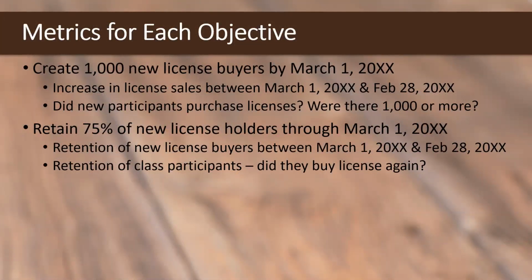And that second objective that we talked about, retaining 75% of new license holders through a given date, that again would come back to your digital licensing system. You'd just be setting up a different query to find out whether you got that retention that you were wanting. So that could be done statewide, region-wide, at whatever level you want to set it up. But think about the fact that it could also be done just for your Locavore class participants.